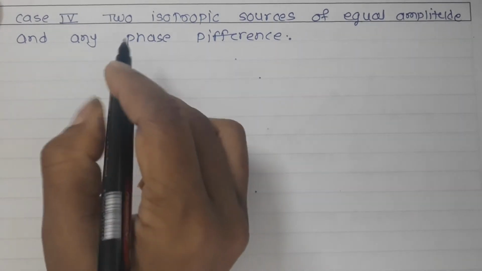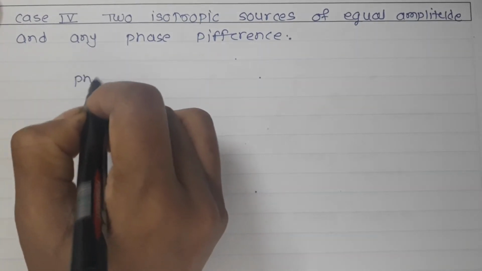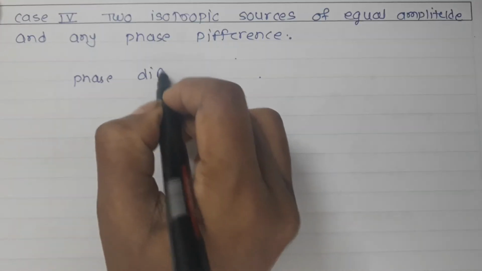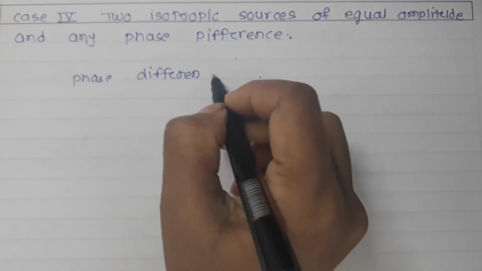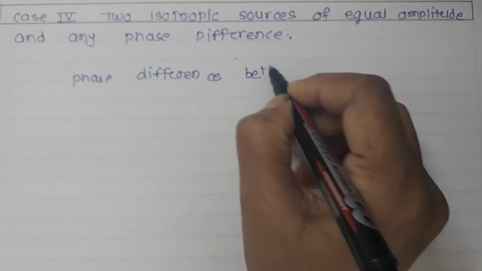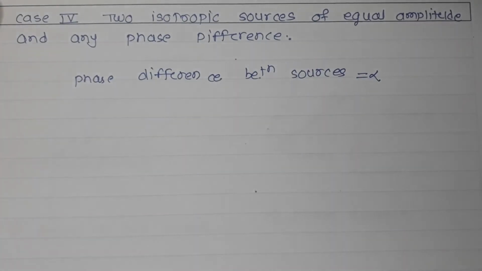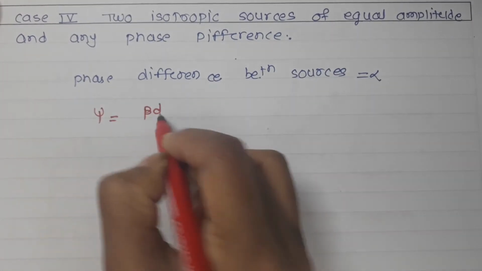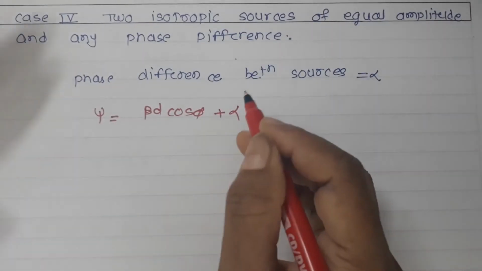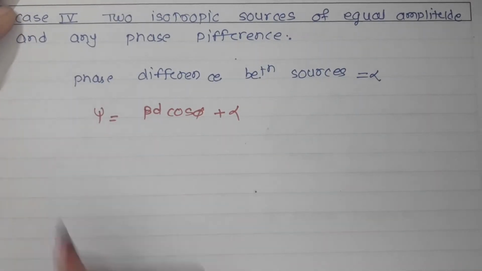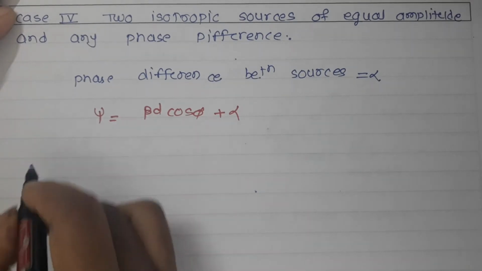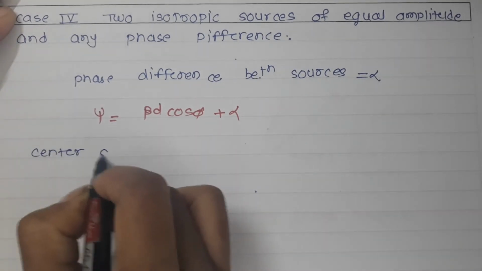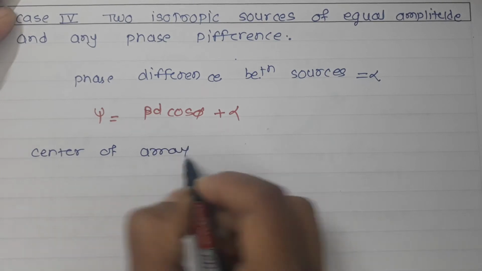So, if we are considering the phase difference between the sources is equal to alpha, then here your psi, that is phase difference, will be beta d cos of phi plus alpha. Now with the center of the array as a reference, so we are considering our center of array is nothing but the reference.